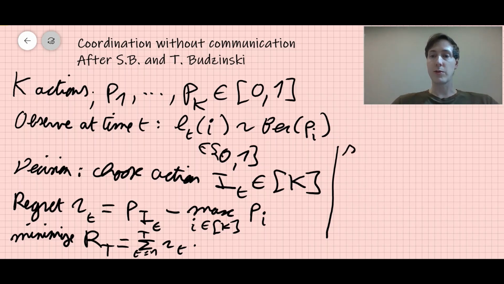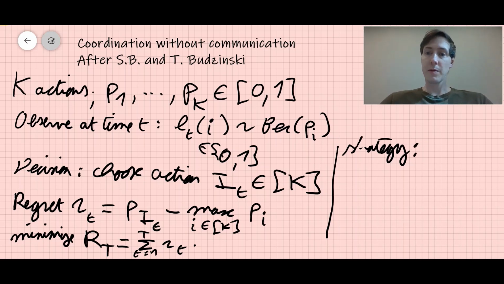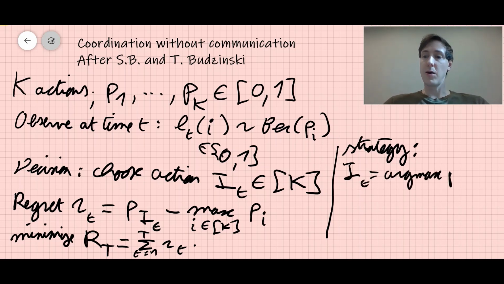So the strategy is going to be: I_t is selected to be the argmax of P hat_i at t. That P hat is just your empirical mean using all the observations that you have received on action i, and you just want to select the one with the highest empirical mean.